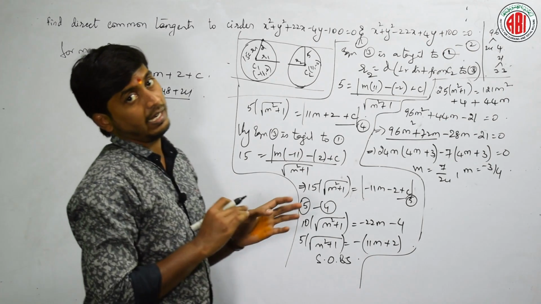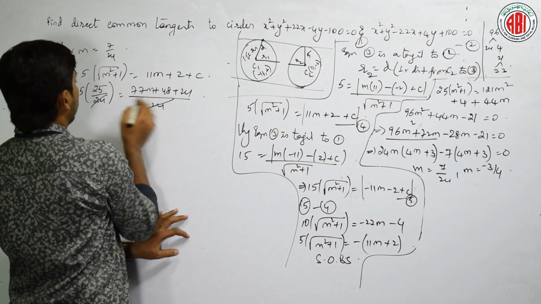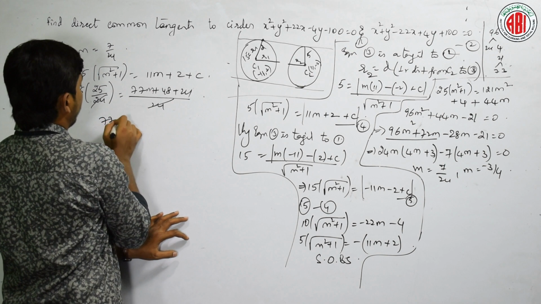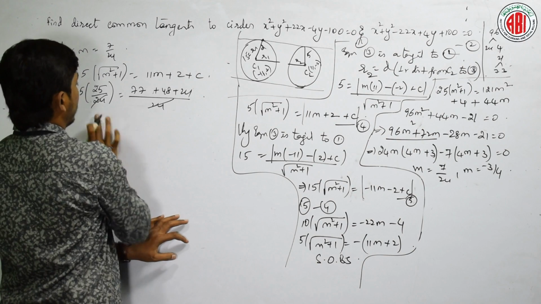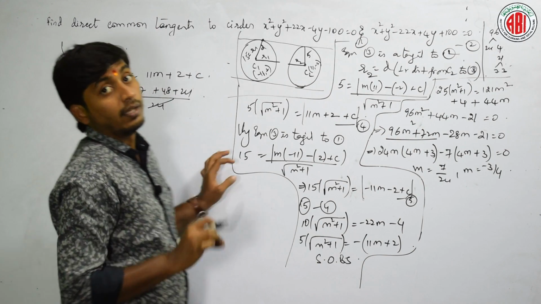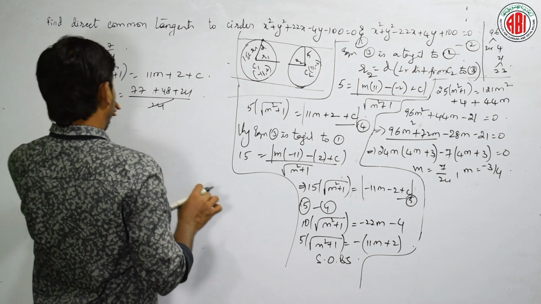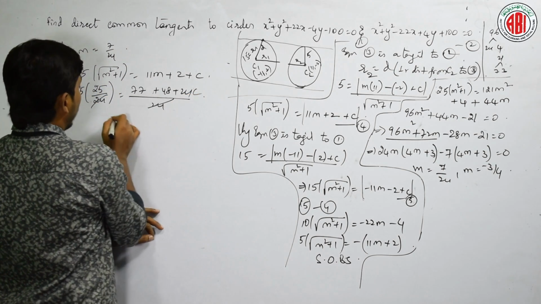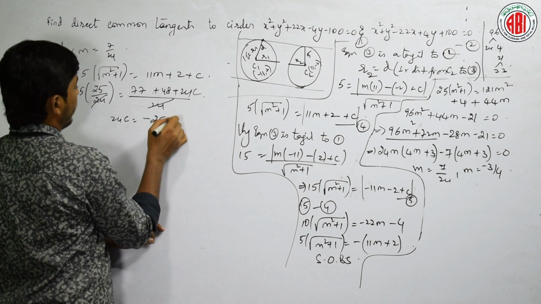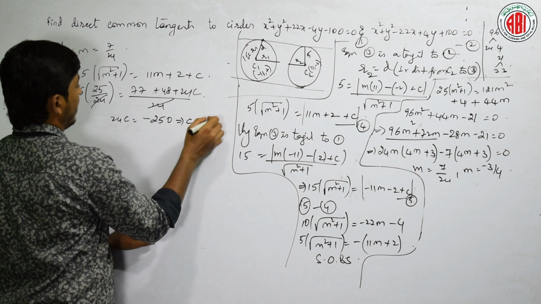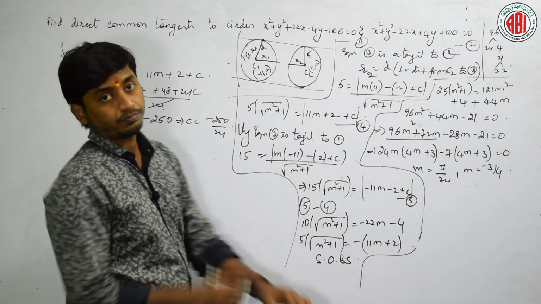I have written directly. So, from this what can we write is 77, here it is only 77, right. What is 77 plus 48? That is 125, and here it is minus 125. So, I can write 24c is equal to minus 250. So, c will be minus 250 by 24.